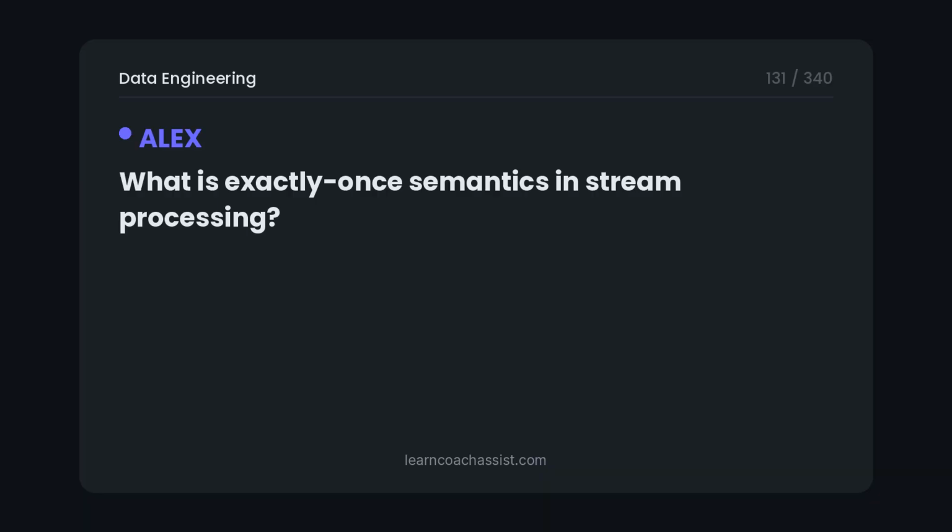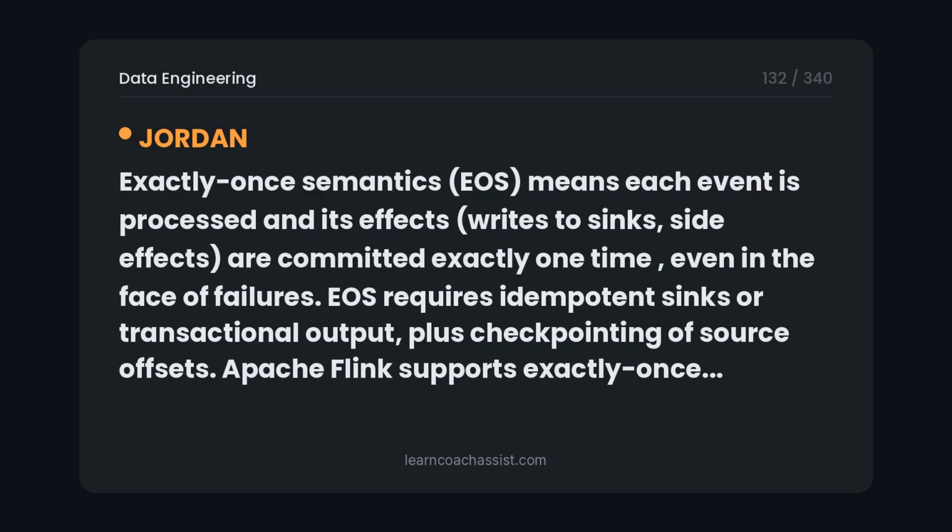What is exactly once semantics in stream processing? Exactly once semantics, EOS, means each event is processed and its effects, writes to sinks, side effects, are committed exactly one time, even in the face of failures. EOS requires idempotent sinks or transactional output, plus checkpointing of source offsets. Apache Flink supports exactly once end-to-end, while Spark structured streaming provides it within microbatch checkpoints.